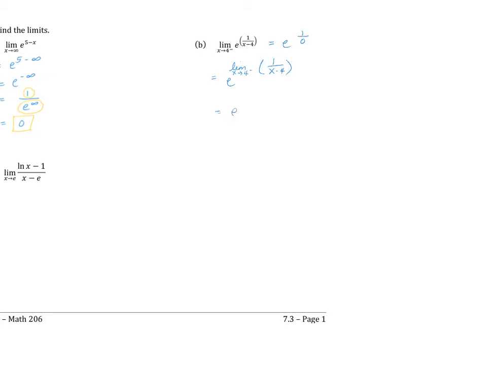So that's going to be e to the 1 over 0. But think about this. My x's are approaching 4 from the left, so they're smaller than 4. So this denominator is going to be negative, right? Which means this is e to the negative infinity. And that is 0.